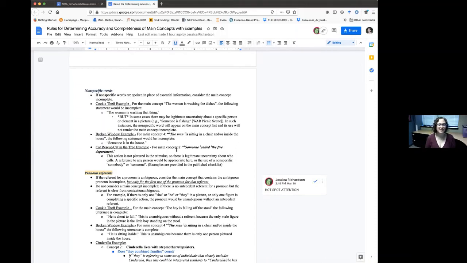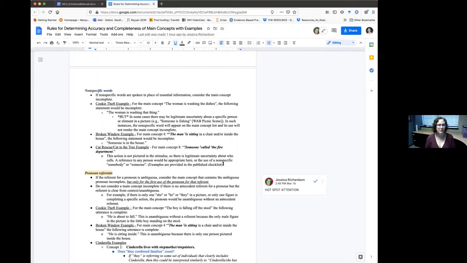And since there isn't any depiction of the fire department being called, there is legitimate uncertainty about who is making this phone call. And so a reference to any person would be appropriate for this main concept, and the use of non-specific words like someone or somebody would also be appropriate, because legitimately we don't know who.